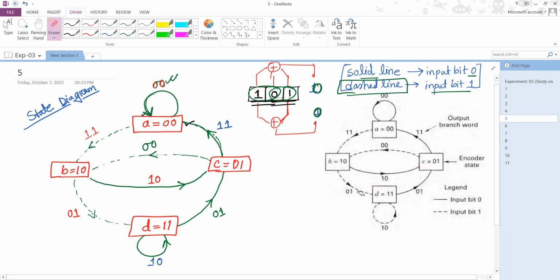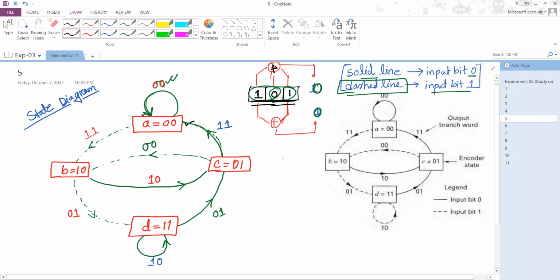So what is the benefit of this state diagram? What is the purpose of doing it? I have already told you that this state diagram is not for a particular message bit. It is for a particular connection diagram. So for a fixed connection diagram that I have shown here, we are getting this type of vector state diagram.